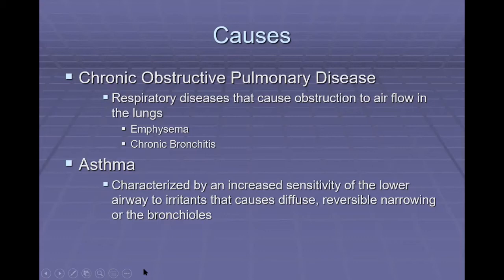Asthma is characterized by an increased sensitivity of the lower airway to irritants that cause diffuse, reversible narrowing of the bronchioles. Really, if we think about it, asthma is a lower airway obstruction. It makes it very difficult for these patients to be able to breathe, and we see a lot of calls for asthmatics, all right? We're going to get really into a couple of these things as we go along with some of our airway problems.